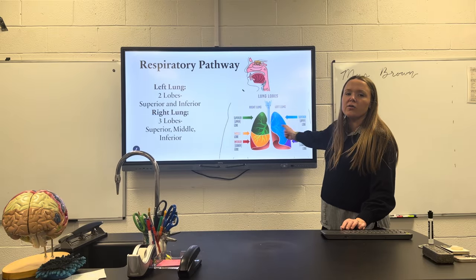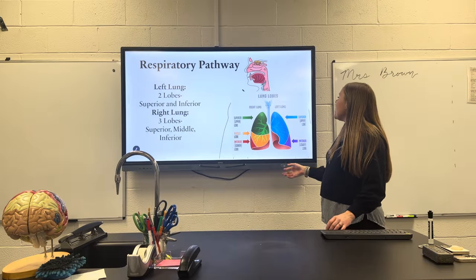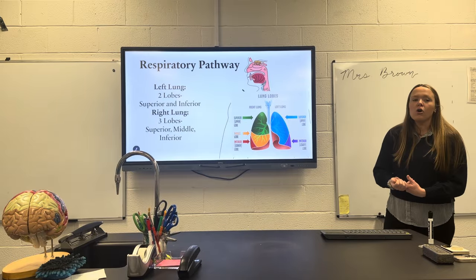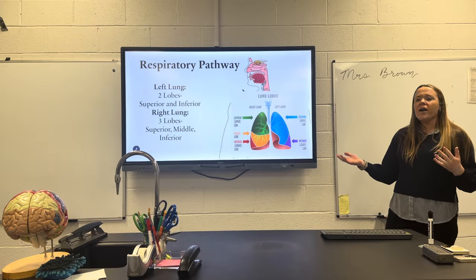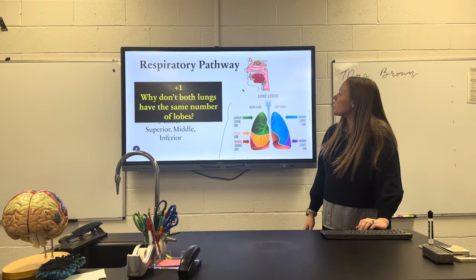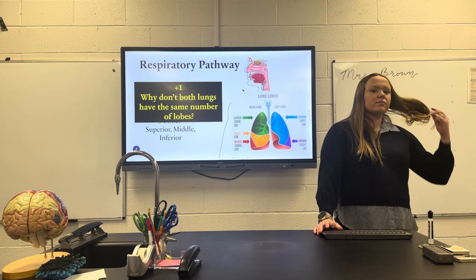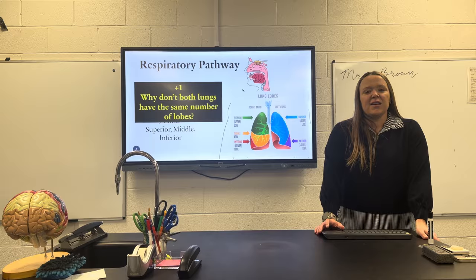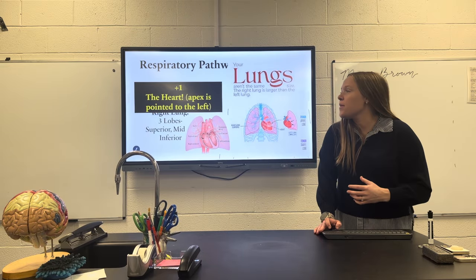So we have a left lung and a right lung. I kind of gave this away, but maybe you weren't paying attention. The left lung has 2 lobes and the right lung has 3 lobes. It's kind of interesting. Why don't both lungs have the same number of lobes? What do you think, Landon? Well, the right side doesn't have to make room for the heart. Exactly. The right side doesn't have to make room for the heart.